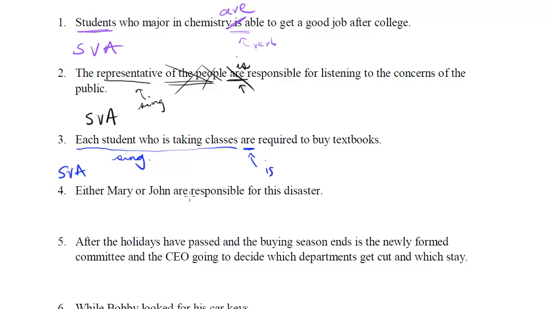Either Mary or John are responsible for this disaster. This one's a bit trickier, not something you see too often on the SAT, but it is important to know just in case it does. We have either or, and that's fine. And then we have two nouns, Mary or John. But when we have two nouns like this connected with an or, especially when they're both singular, we want to take a singular verb. So this is another subject-verb agreement error, and we want this to be is.